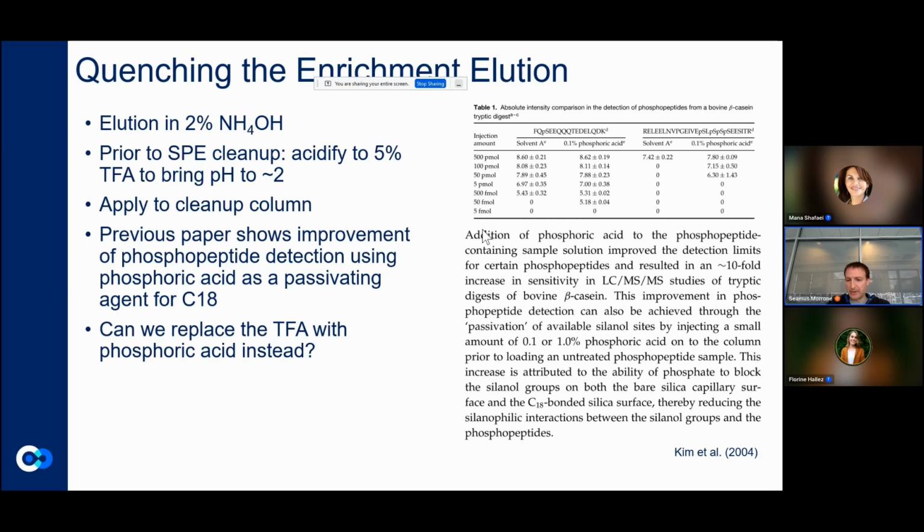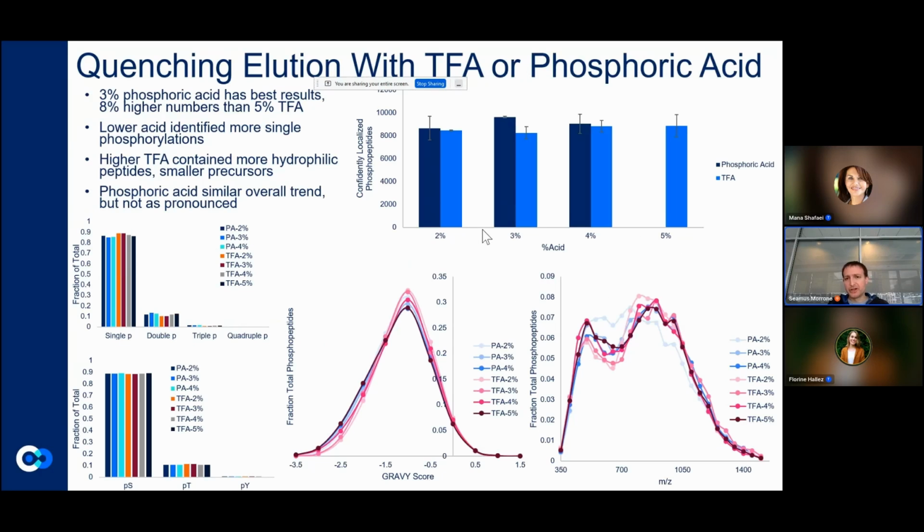But there was a paper that came out a generation ago that showed that the addition of phosphoric acid during cleanup on a C18 column with phosphopeptides improves phosphopeptide recovery because it acts as a passivating agent so that phosphopeptides aren't irreversibly bound to the matrix. So we wondered if we could just replace the TFA with phosphoric acid instead. So we tested several different percentages of TFA as well as 2, 3, and 4% of phosphoric acid.